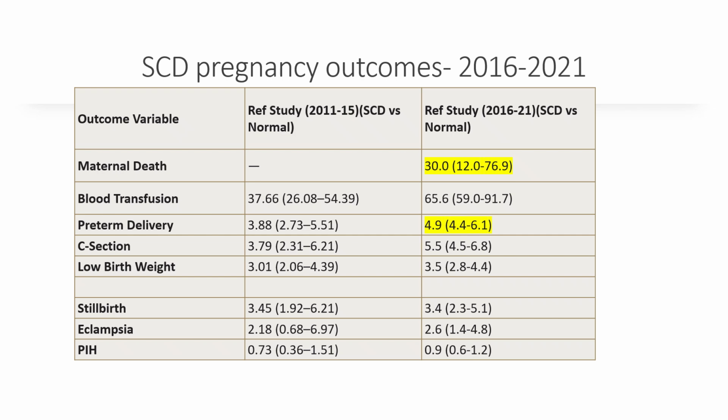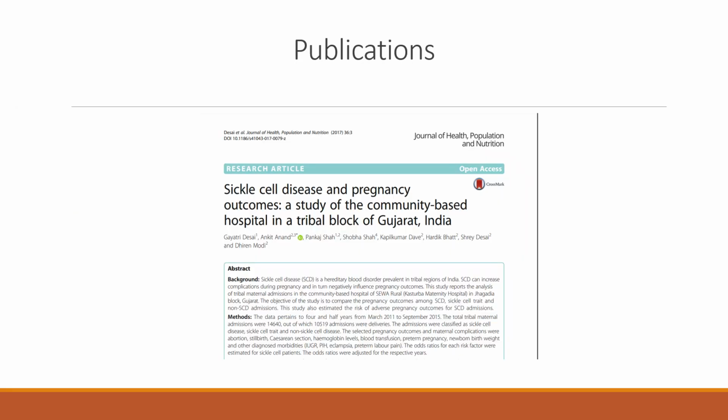As you see, the maternal death is 30 times compared to their normal counterpart. Similarly, rates of blood transfusion and preterm delivery are almost 5 times higher than their negative counterpart. C-section is higher, low birth weight is a lot more common. Similarly, stillbirth and eclampsia are a lot more common. We have not noticed an increase in rates of PIH, pregnancy-induced hypertension, in our population.